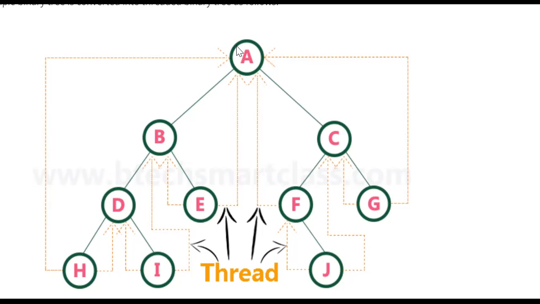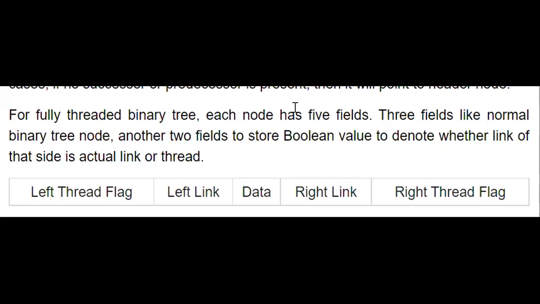So for a fully threaded binary tree, each node has 5 fields. The 3 fields are like a normal binary tree, and another 2 fields store Boolean values to denote whether the link on that side is an actual link or a thread. So the fields are: left thread flag, left link, then data, right link, then right thread flag. These are the 5 fields denoting the fully threaded binary tree. Okay, thank you, students.